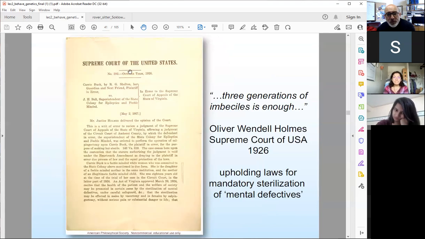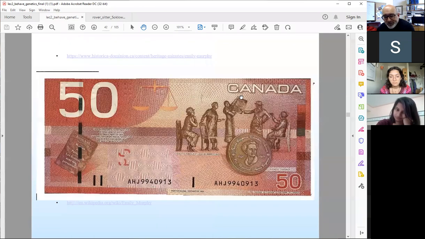This is the Supreme Court of the United States upholding sterilization laws. Three generations of imbeciles is enough. In fact, there were terms used that were categories that people were assigned to, like imbecile and idiot. These were actual clinical terms that were used. And the idea here was to uphold laws of mandatory sterilization of, quote unquote, mental defectives.